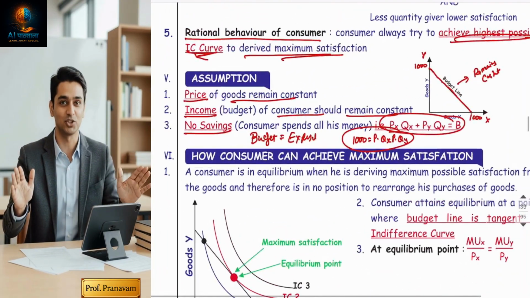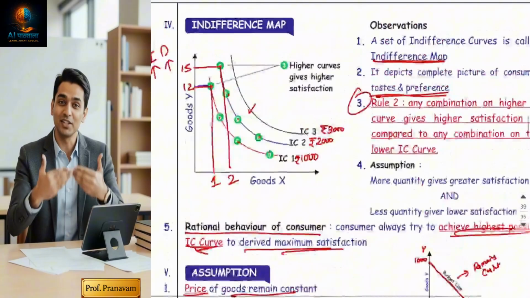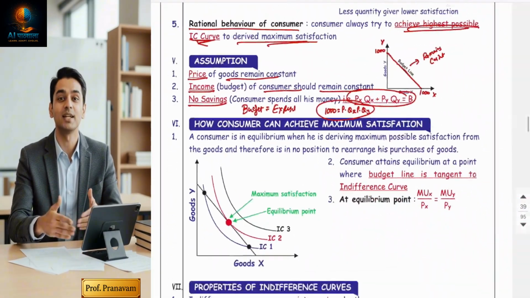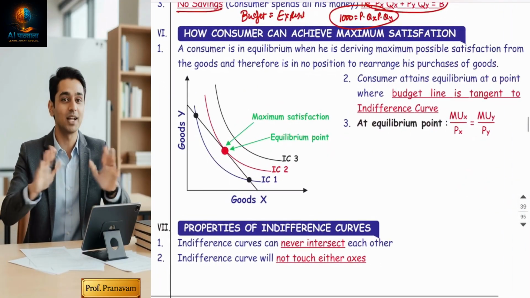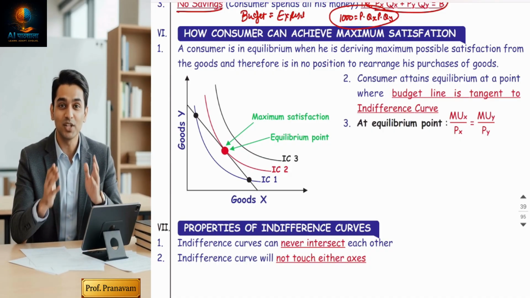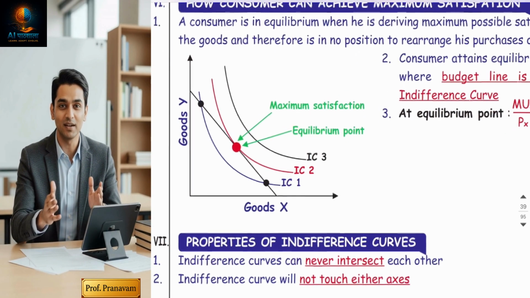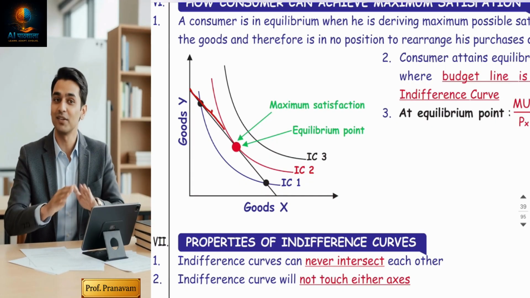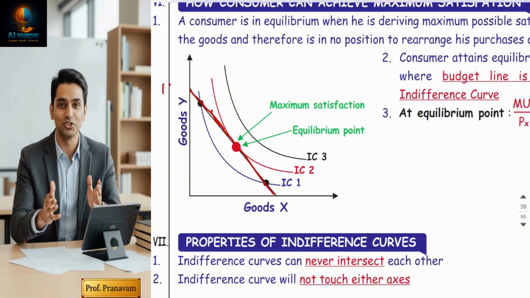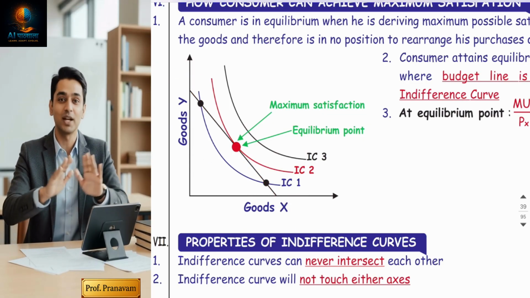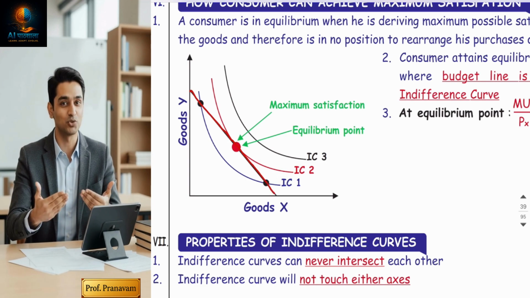Okay, so all assumptions have been done. After understanding the indifference map, that a higher curve gives higher satisfaction, and the assumptions, let's understand the law which is given by Hicks and Allen. Now see how this curve has been derived. See, this is my budget line. Okay, the black line is my budget line. For example, my budget is 1000. This is my budget line.